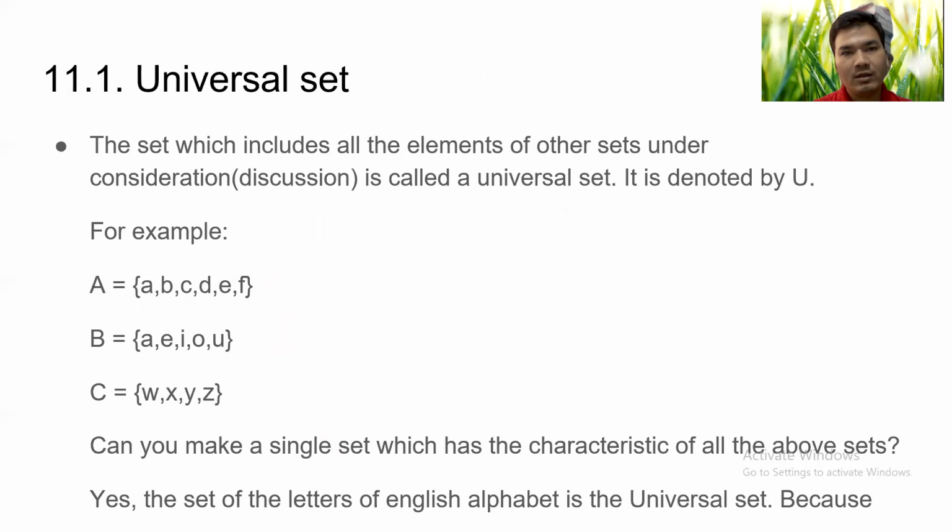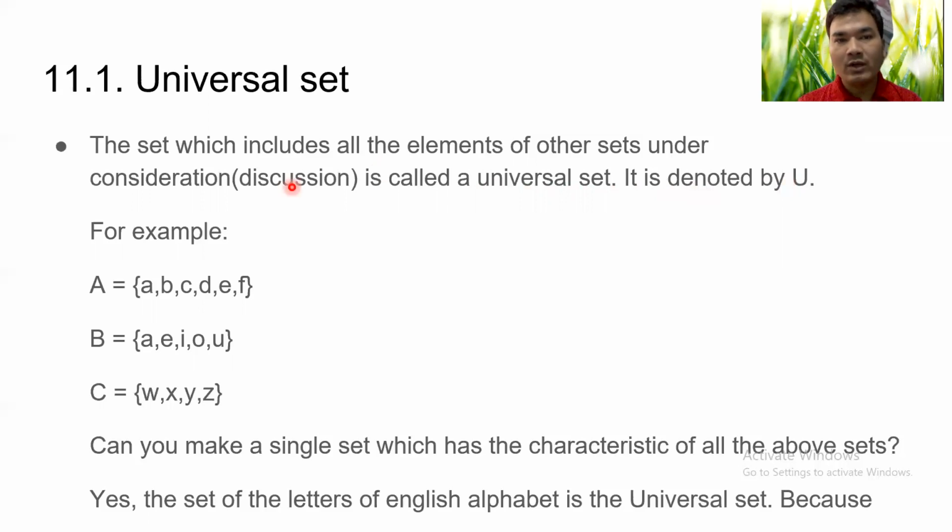In this one, the universal set. What is the meaning of universal set? The set which includes all the elements of other sets under consideration or discussion is called a universal set. It is denoted by capital U. Wherever it is capital U, we have to understand that it is the universal set.